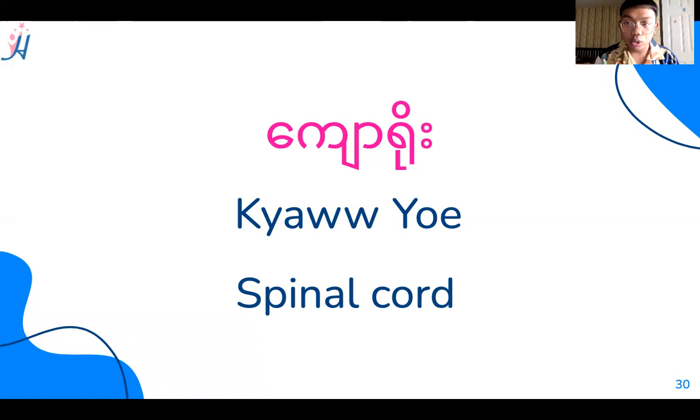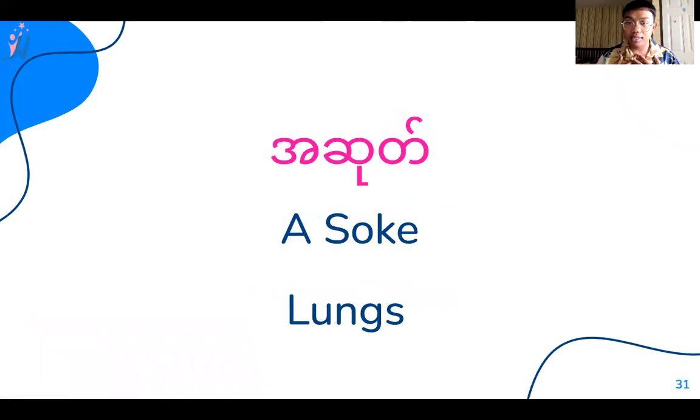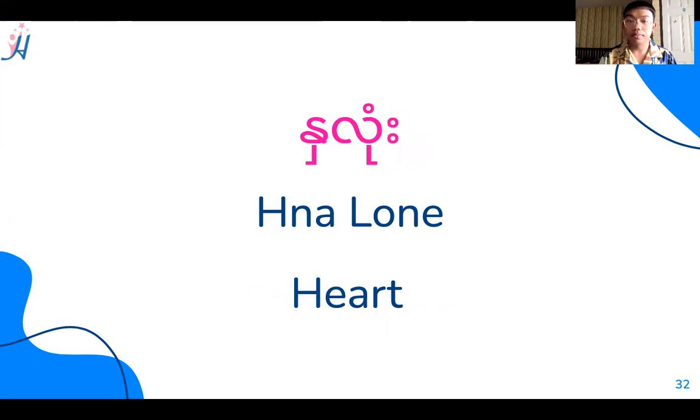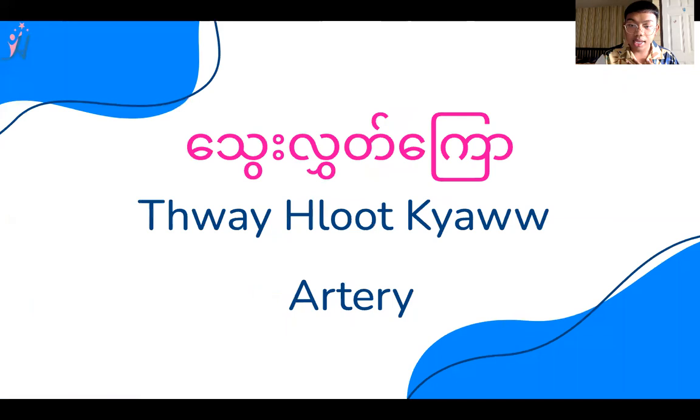And next one, lungs, a soap. A soap for lungs. And heart, nalo. Nalo for heart. And artery, tui lu jaw. So tui basically means blood. Lu means to release something or let it go. Jaw means something like artery and vein, like a small tube. So tui lu jaw, artery, right?